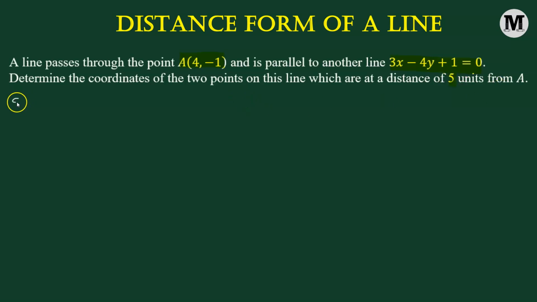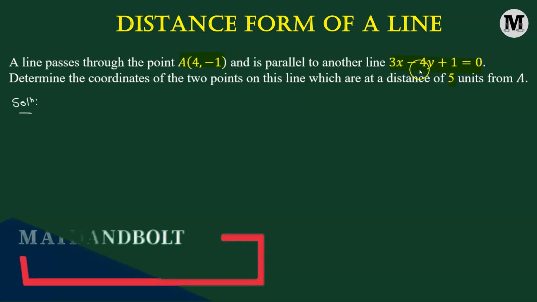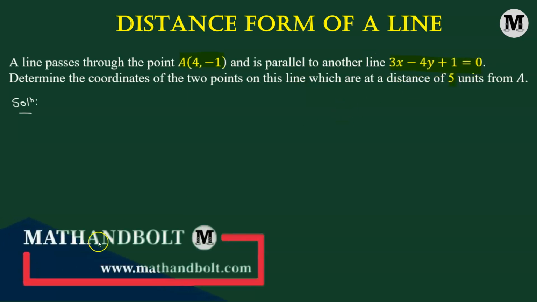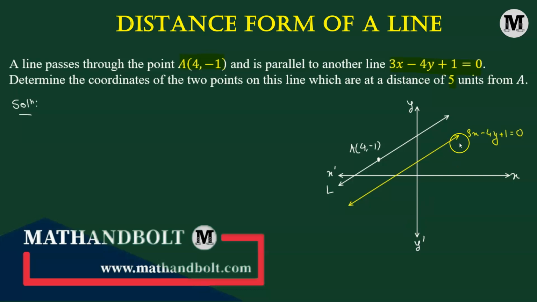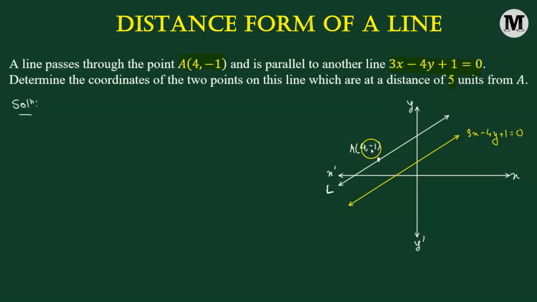Okay, let us begin. First, let's try to understand the problem graphically. So we'll begin by considering the point A and the line 3x minus 4y plus 1 equals 0 on the coordinate plane. Here we have a line L which passes through the point A having coordinates 4, -1. It's given that this line L is parallel to another line 3x minus 4y plus 1 equals 0. Our goal is to determine the coordinates of 2 points on the line L which are at a distance of 5 units from A.